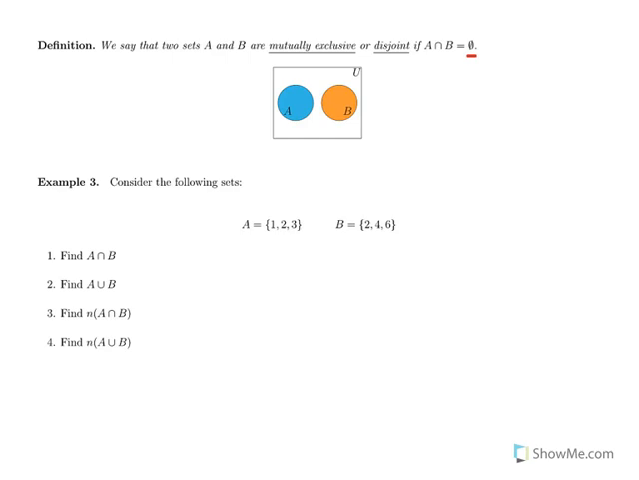To understand this relationship between the intersection and union, let's do an example. Consider the following sets: A, which is 1, 2, 3, and B, which is 2, 4, 6. So first, let's find the intersection, A intersect B. We look at everything that's in common between both sets. 1, 2, 3, and 2, 4, 6. The common element is 2.